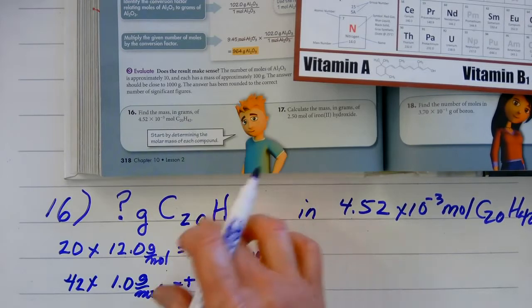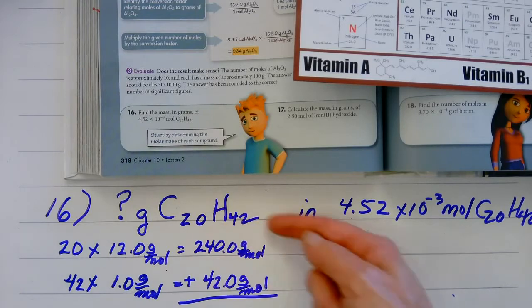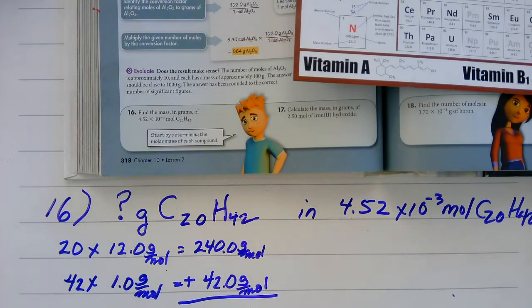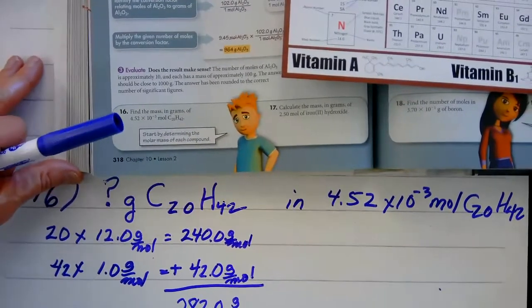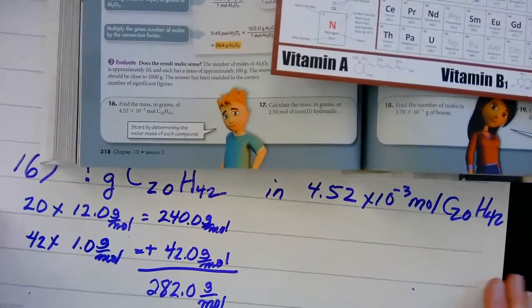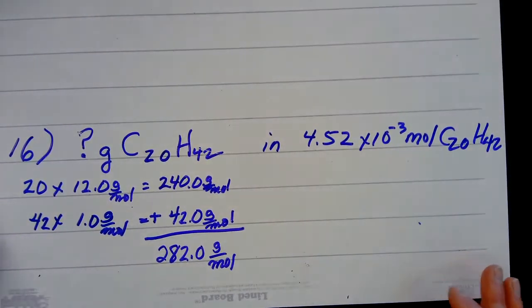Whenever you're working with molar mass from the periodic table, all of those values have significant figures that go to a tenth of a gram per mole. So whenever we have a molar mass, it needs to be shown to the tenth of a gram per mole. We're adding those together for a total value. That's our molar mass for C20H42. Now we're going to use that in a conversion for this problem. I'm going to work over here. This is number 16 still.